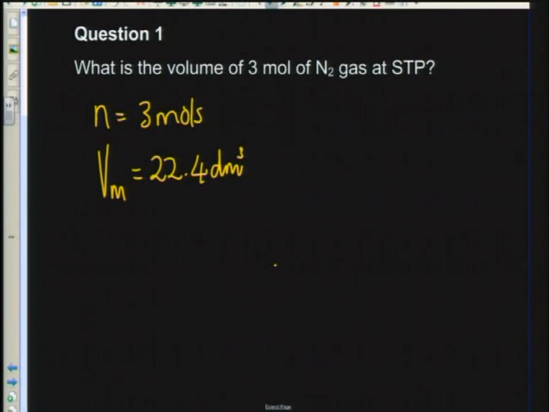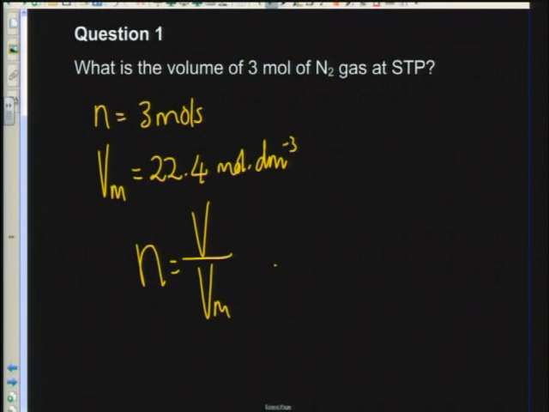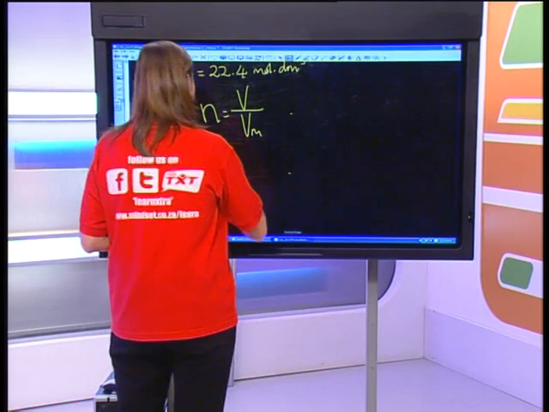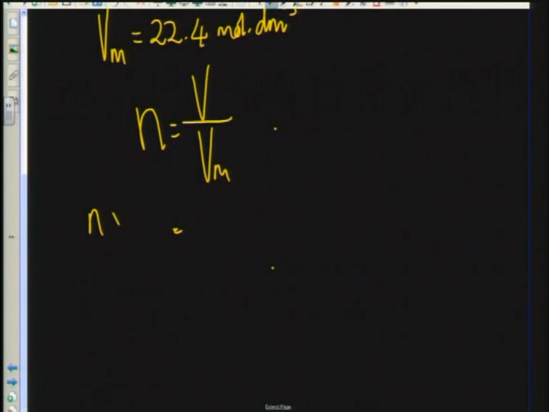Okay, more moles per dm cubed. Let's just take that out and write in here moles dot dm to the minus 3. So I have n is equal to V over molar volume, and we have got the number of moles and the molar volume. So let's try and find the volume. What are we going to do? It's dividing that side, so it comes across and multiplying. Vm is equal to V.